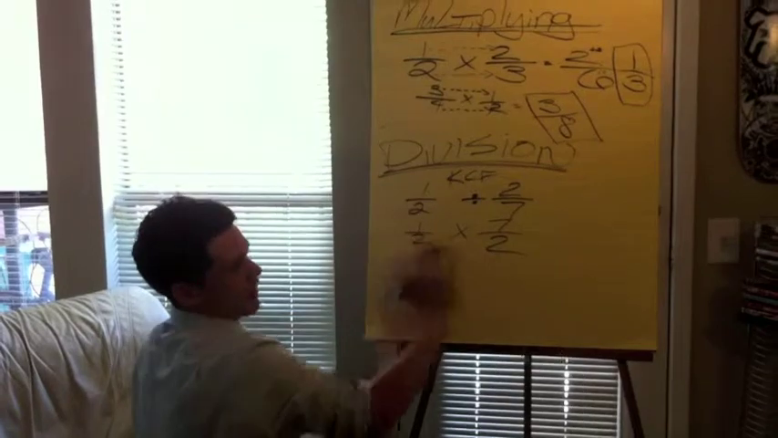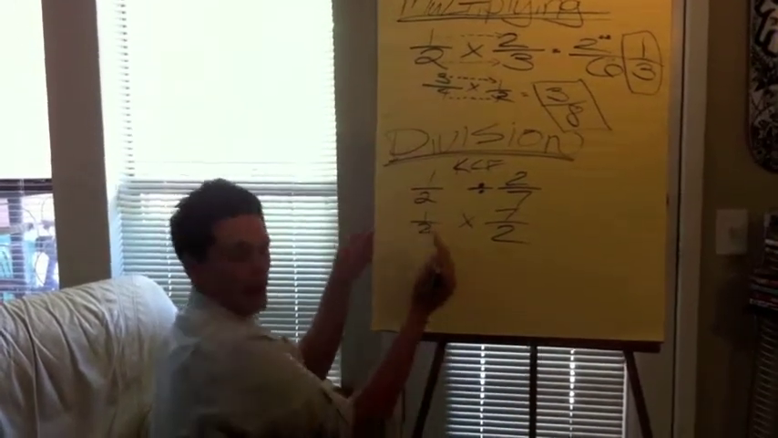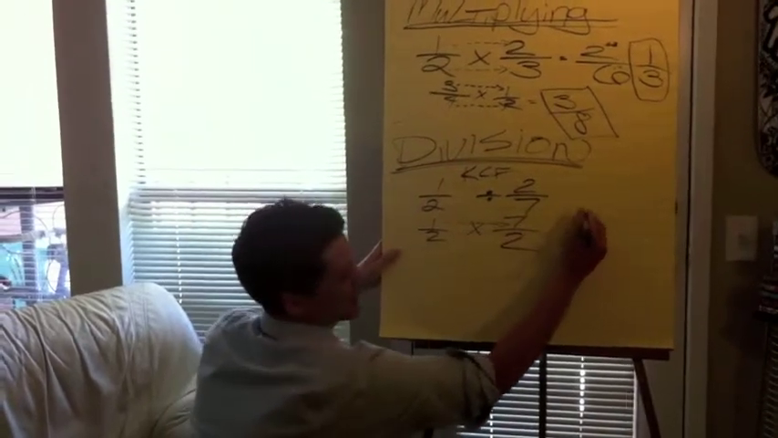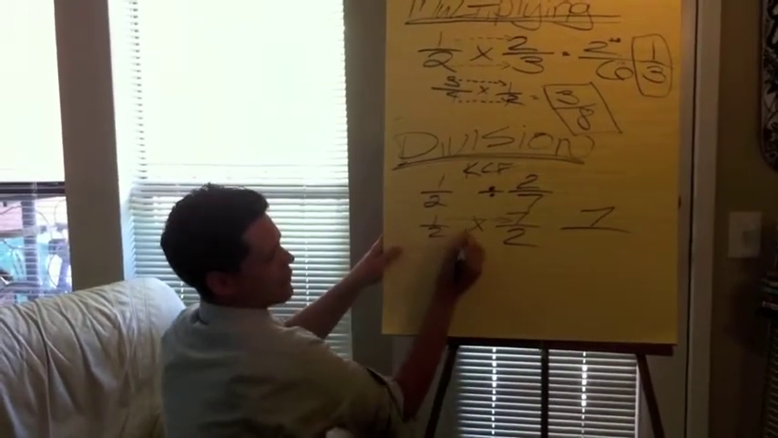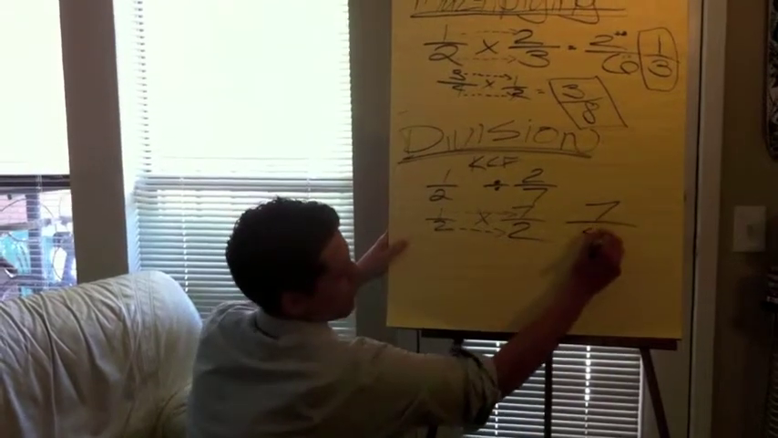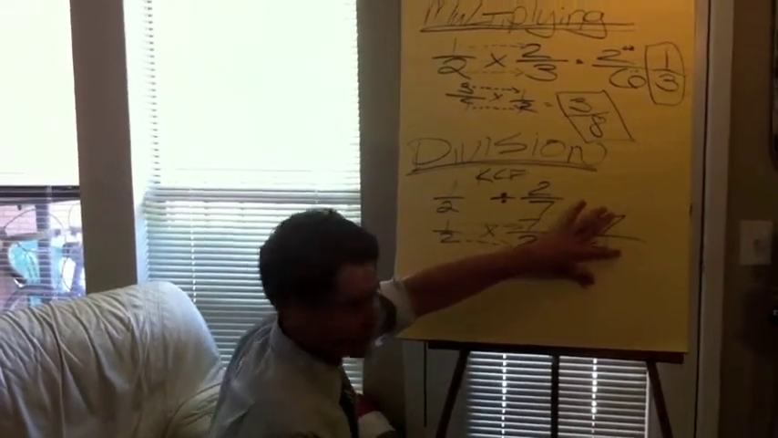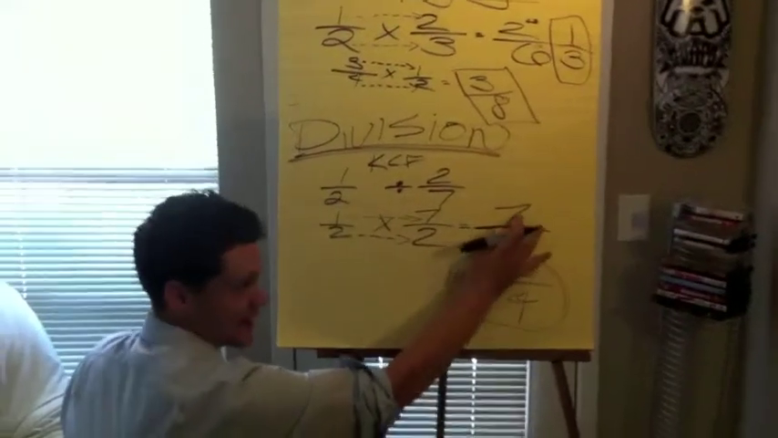Now, all we have to do is multiply, just like we were doing up here. And how do we multiply the fractions? Go straight across the row. 1 times 7, I get 7. And 2 times 2, I get 4. So now my answer is 7 over 4. Alright, so I got the 7 over 4.